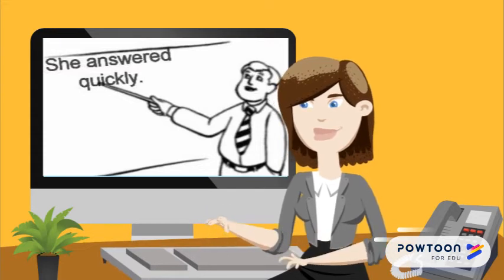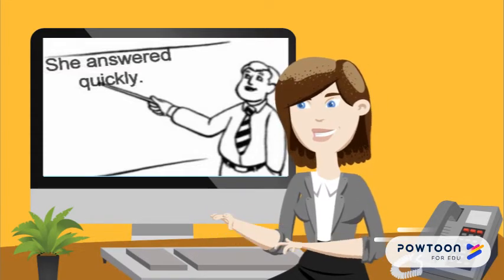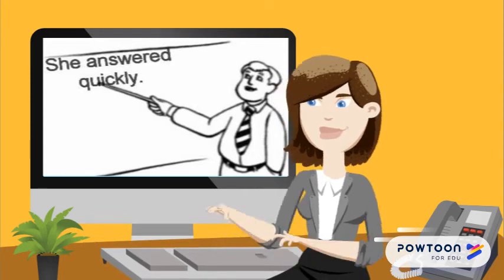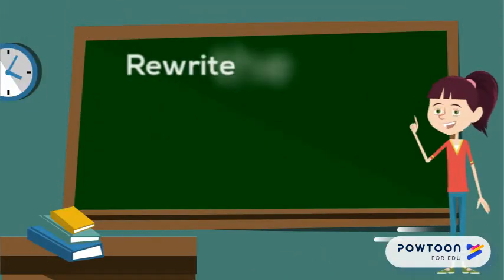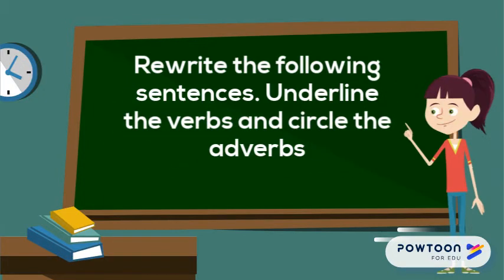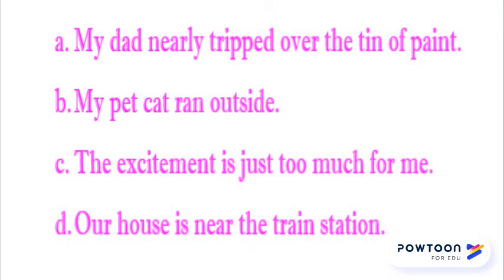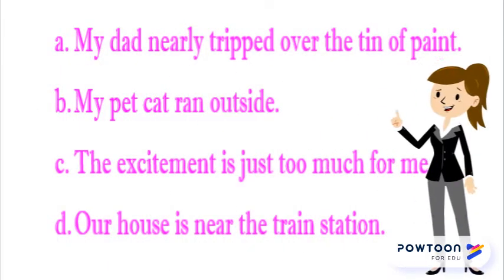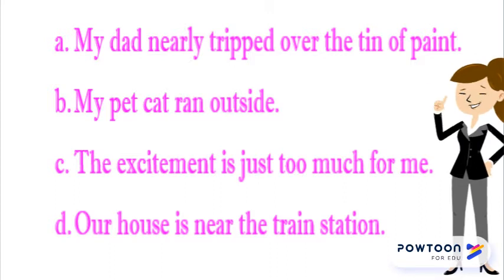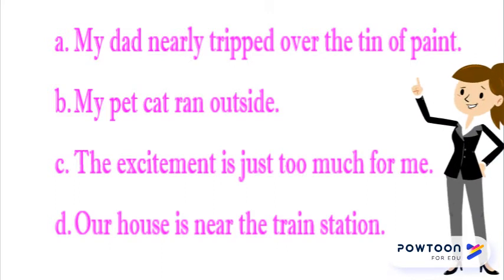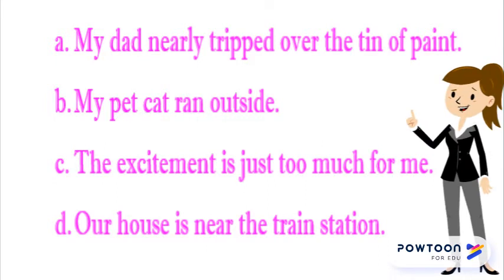Common adverbs of degree are almost, nearly, quite, just, too, enough, hardly. For example, the water was extremely cold. Now wizards, rewrite the following sentences. Underline the verbs and circle the adverbs. A. My dad nearly tripped over the tin of paint. B. My pet cat ran outside. C. The excitement is just too much for me. And lastly, D. Our house is near the train station.